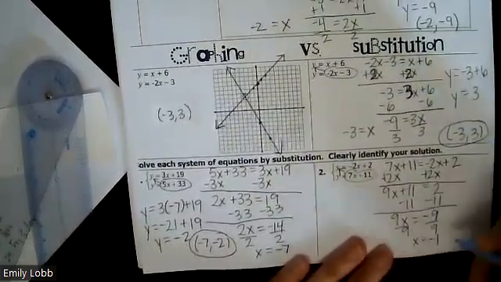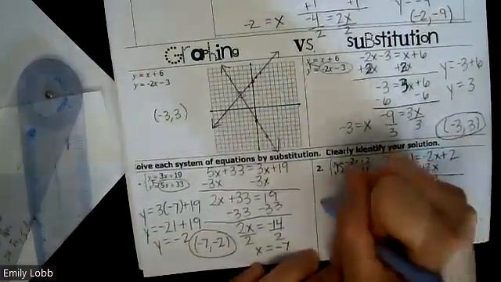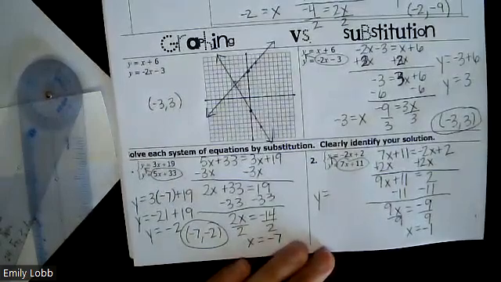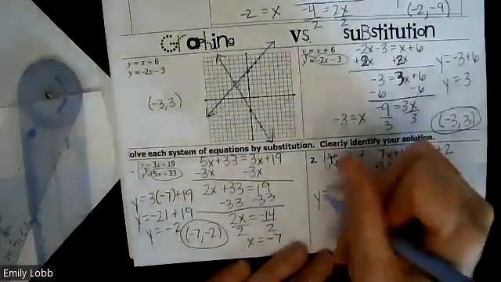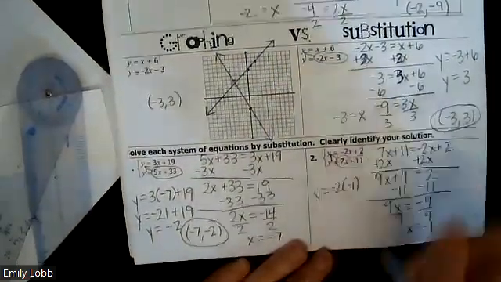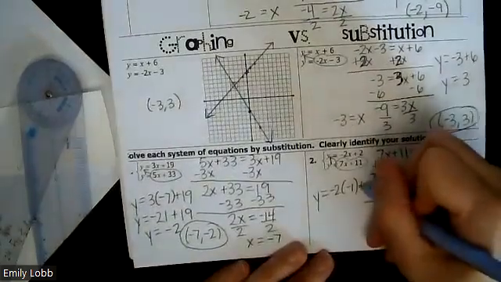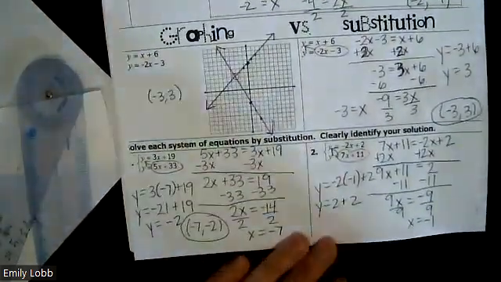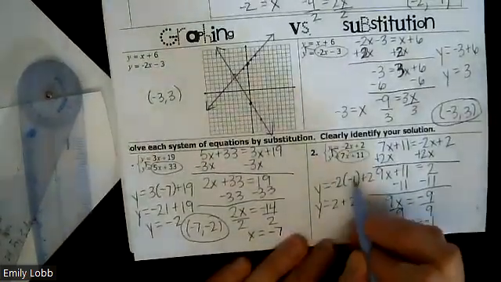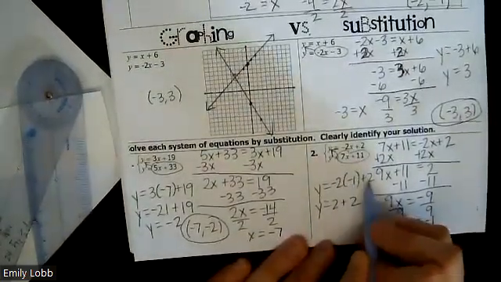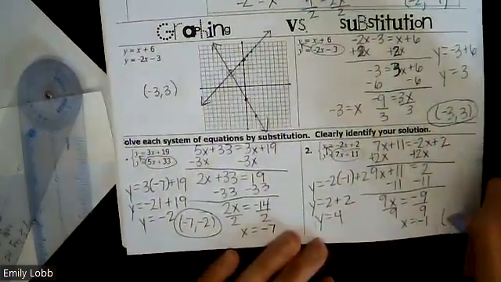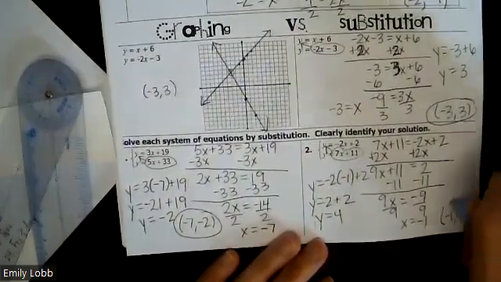9x equals negative 9. Divide by your coefficient. x equals negative 1. So y has to equal, looking at this top equation, negative 2 times negative 1 plus 2. So y equals 2 plus 2. We can do that. Right? Negative times a negative becomes positive, plus the 2, we have y equals 4. So this is the point, negative 1, 4.